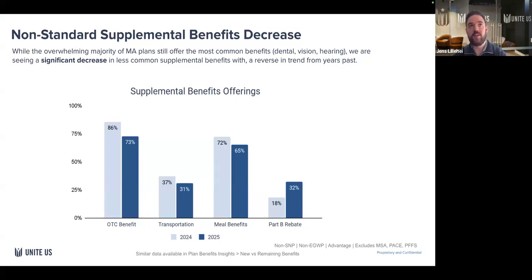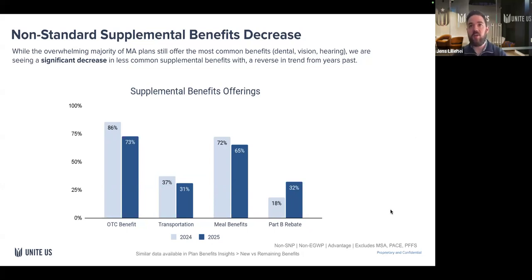While the overall majority of MA plans still offer the most common benefits, we are seeing a significant decrease in less common supplemental benefits, which has been a change from the trends we've seen over the last few years, calling out over-the-counter benefits, transportation, meal benefits, and Part B rebates. Really, Part B rebates the exception here.